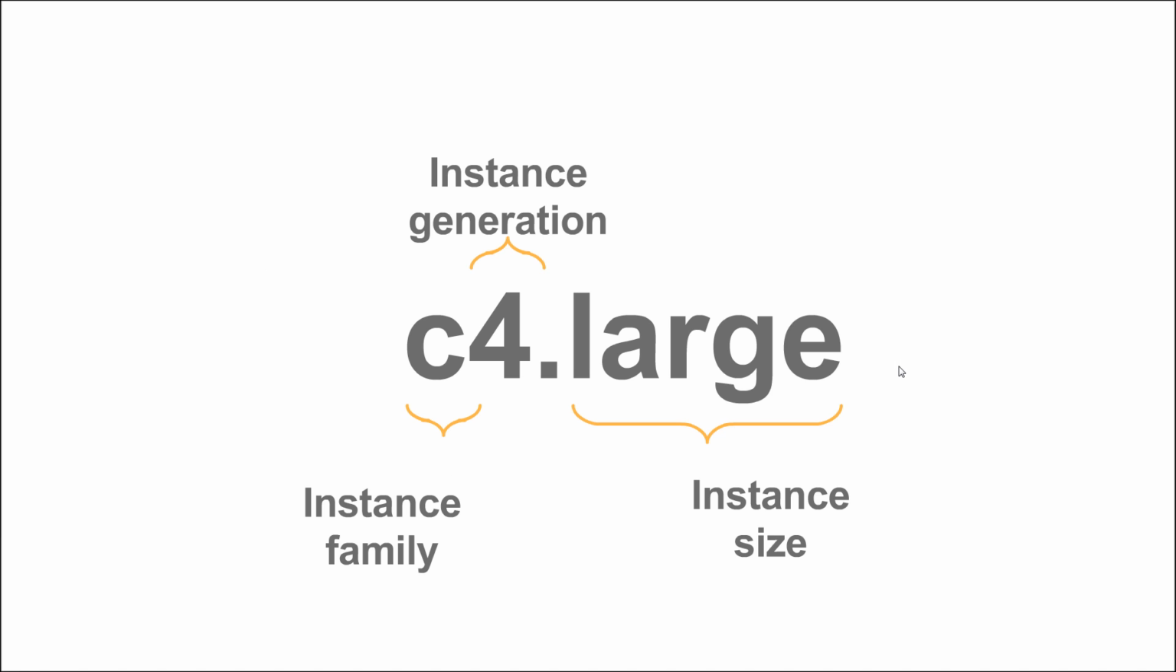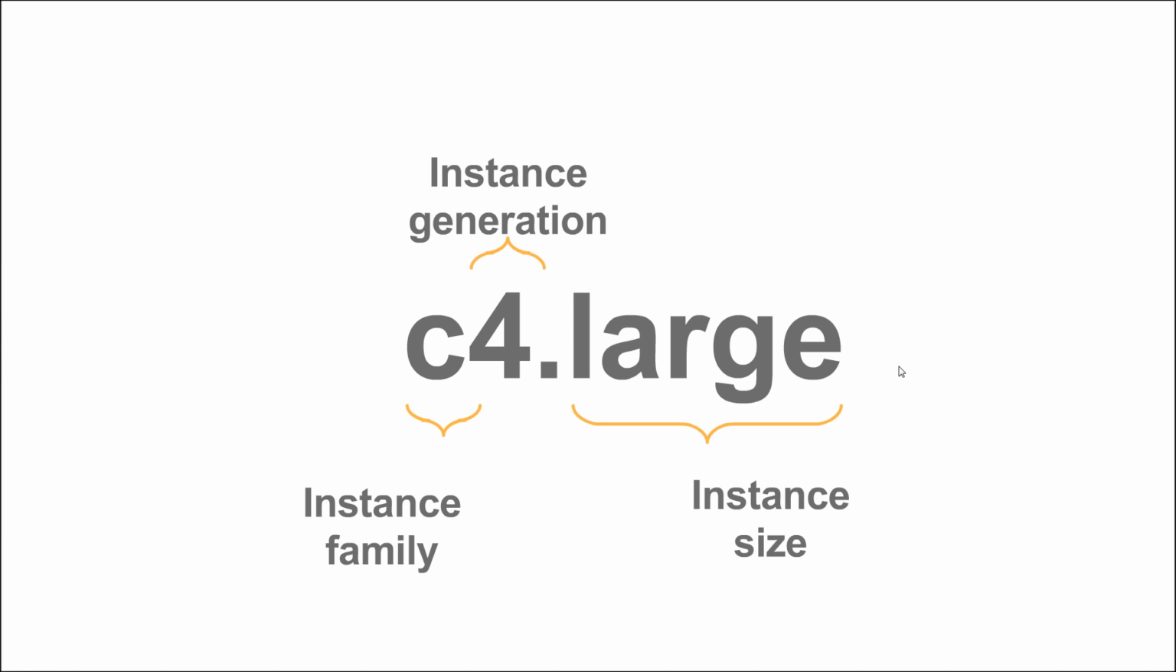Before we start diving into the instances themselves, I want to quickly go over how we name them to make sure that we're all speaking the same language. The instance that you see here is what we call a C4 large instance, or a C4.large. The first letter you see is what's called the instance family. The letter in the family stands for what the instance is best suited for or what sort of resources it has. So C stands for compute, R for RAM, I for IOPS, and so on and so forth.